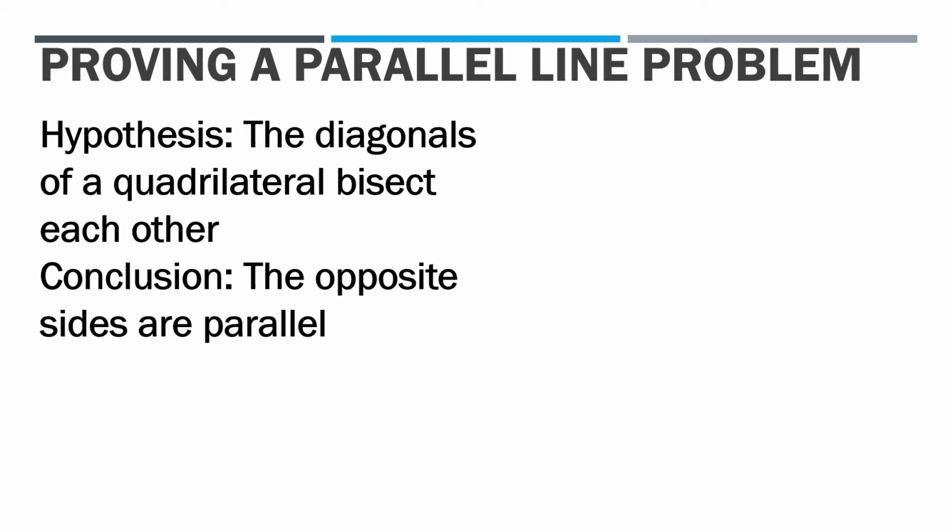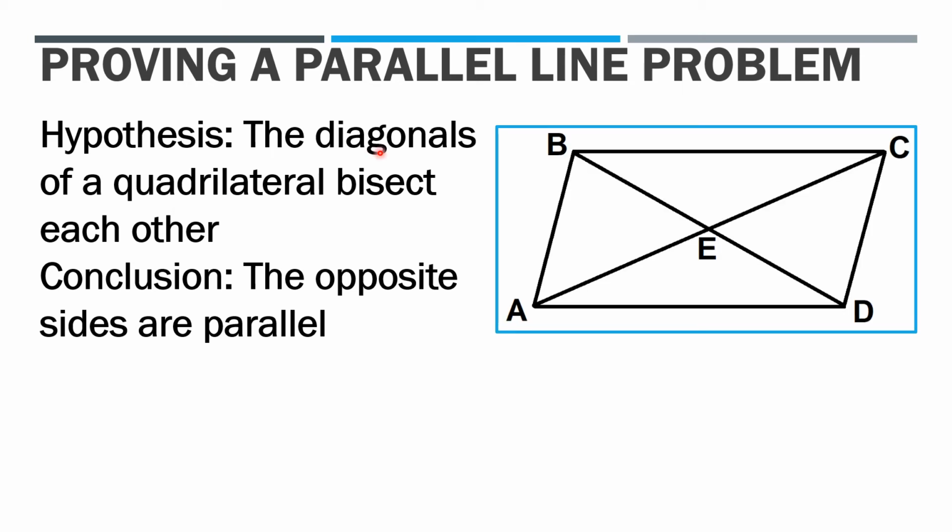Let us now create an illustration of the given geometrical statement. Since the hypothesis mentioned is a quadrilateral, we draw a quadrilateral ABCD. In addition, the hypothesis mentioned its diagonals bisecting each other. So we construct the two diagonals and consider line segments BE and ED as congruent and line segments AE and EC as congruent. The conclusion wants us to prove that the opposite sides of quadrilateral ABCD are parallel.